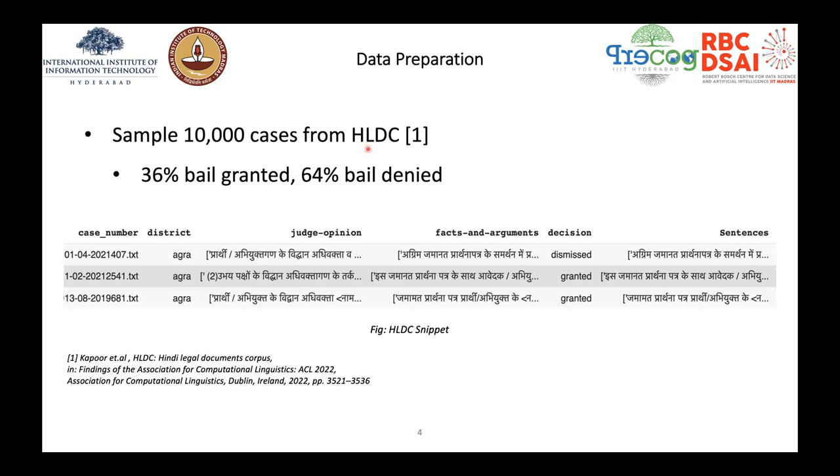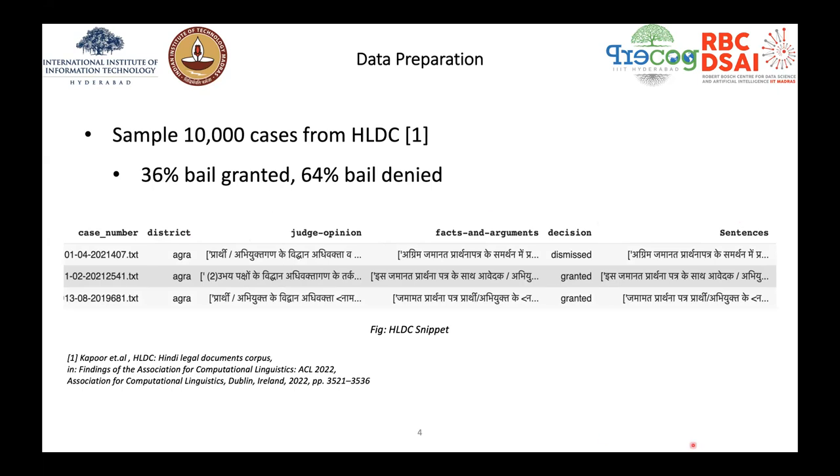HLDC is Hindi Legal Documents Corpus. It is a corpus of more than 900,000 legal documents in the Hindi language, and it is extracted from UP district courts. So Uttar Pradesh district courts is what is used. And for a given case, we have a lot of attributes. So we have got a case number and which district does that case belong to, and judge's opinion, facts and arguments, decision, and the sentences, right?